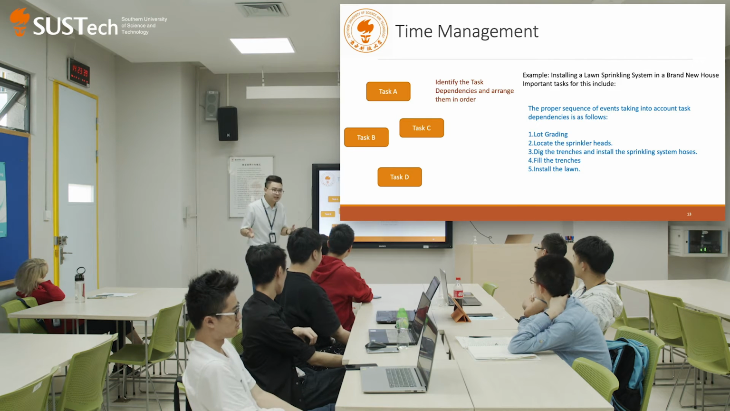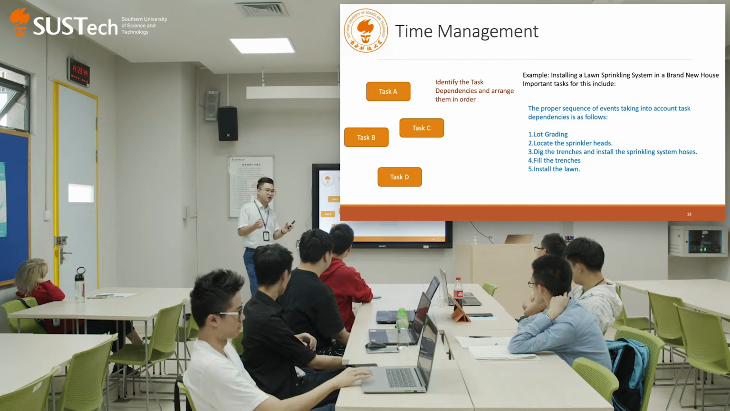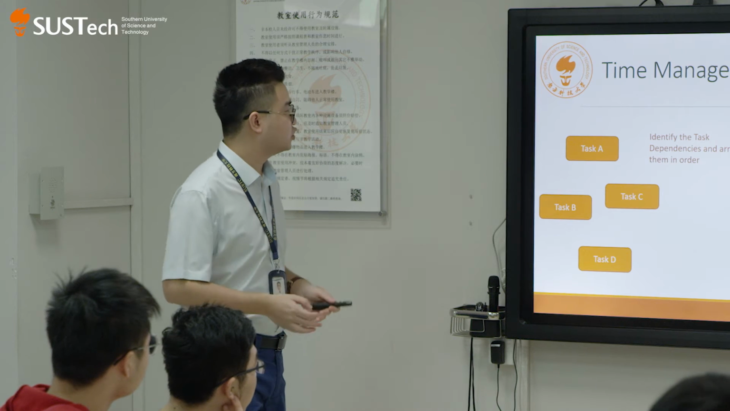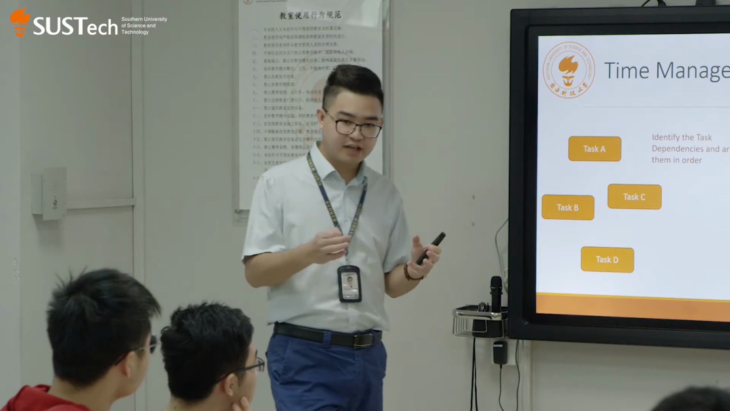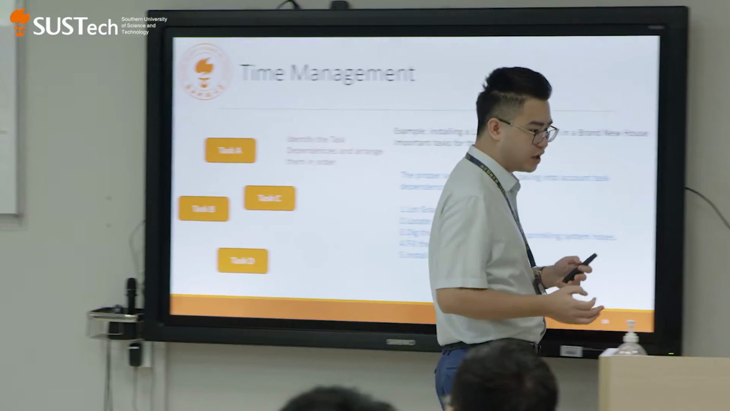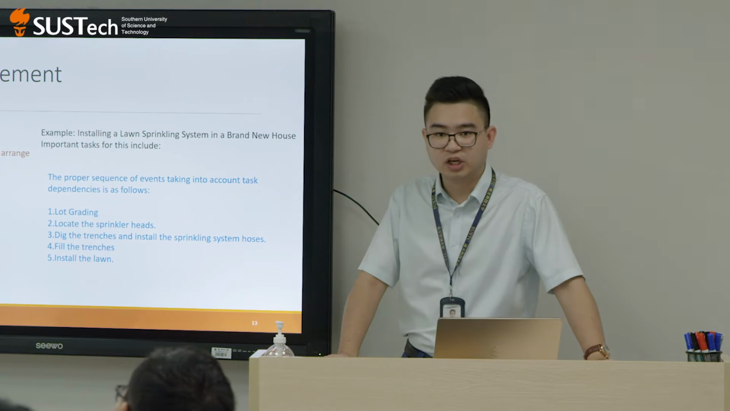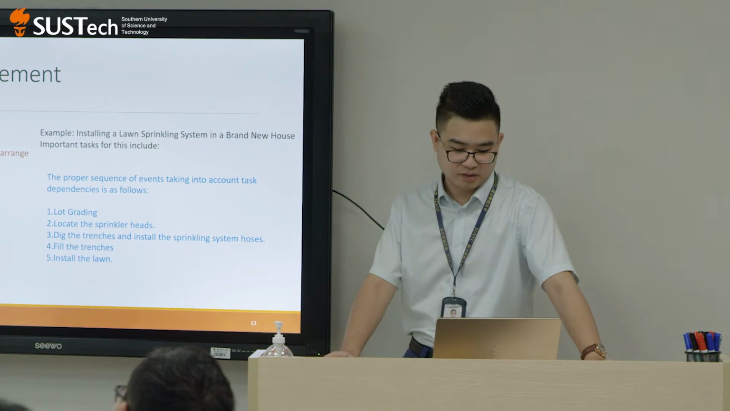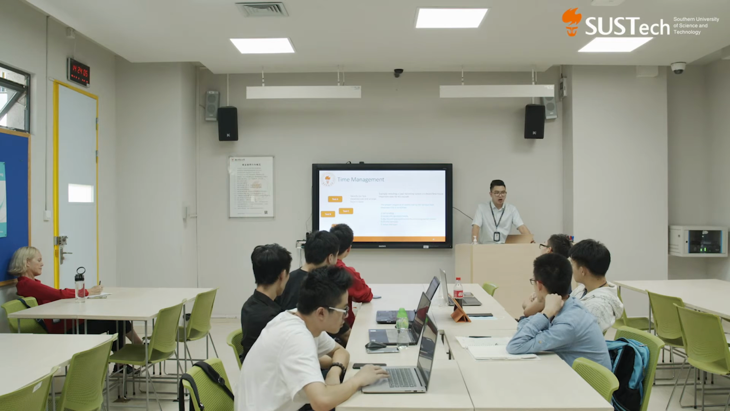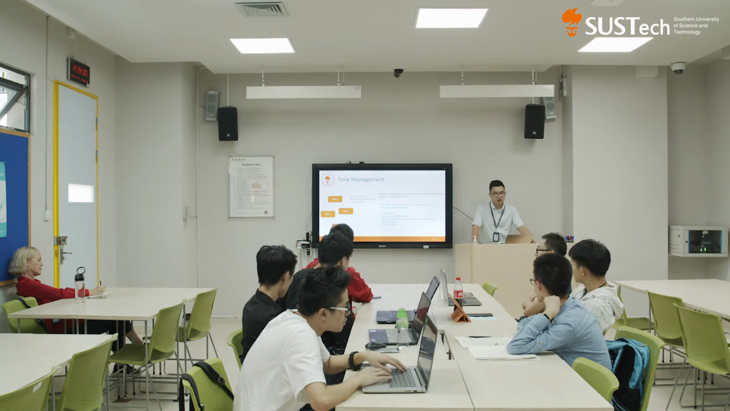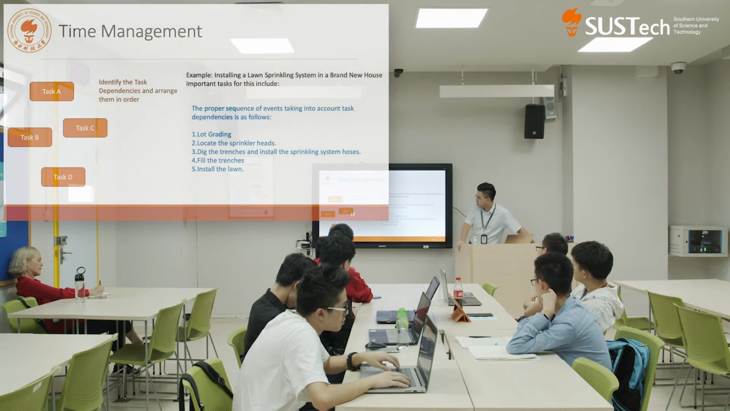So after we identify the major tasks in order to accomplish the overall project, the next stage is to find out the correlation, to find the connections between each of them. So we define the relationship, and the way we do this is called task dependencies management. This management is to arrange those tasks in order. So let's refresh our memories.